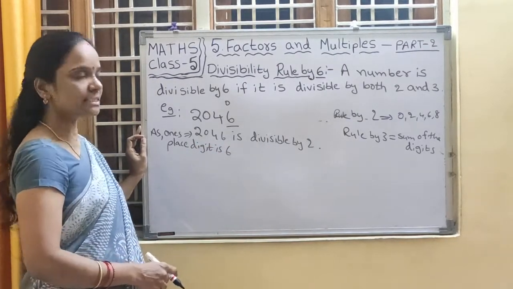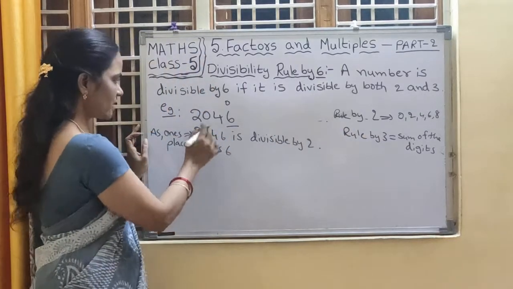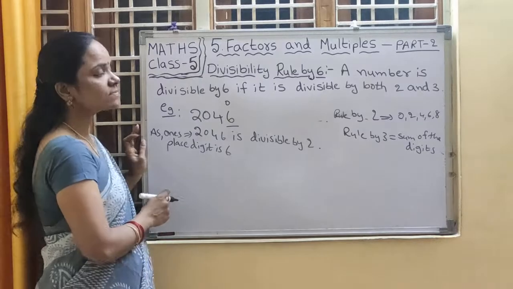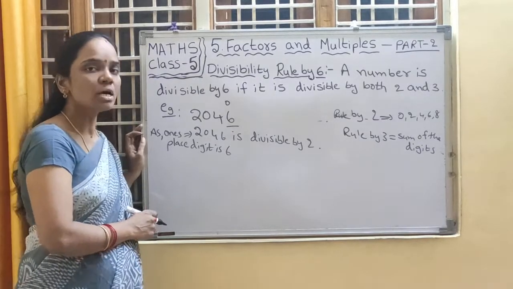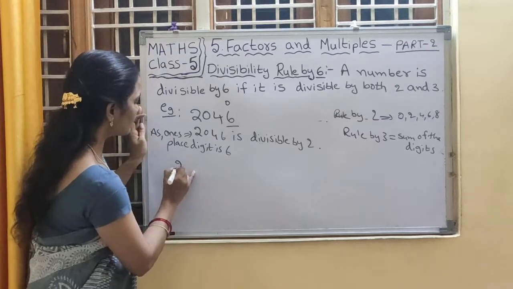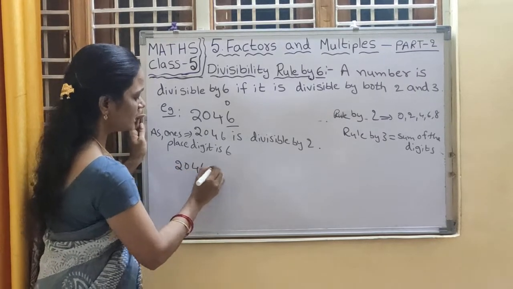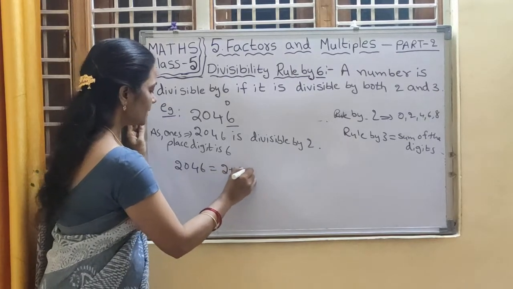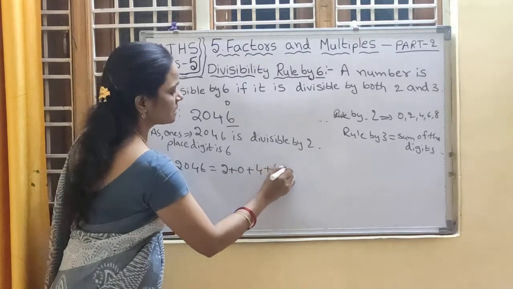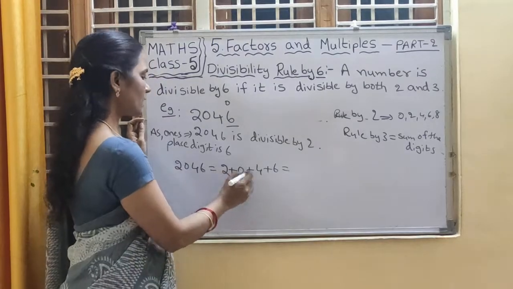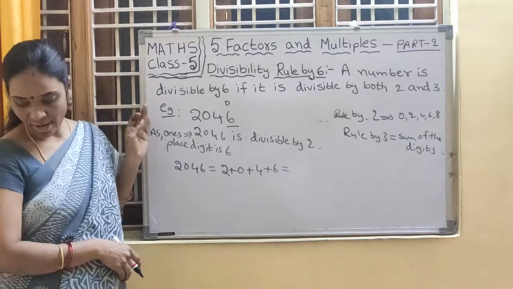Okay, now check the divisibility rule by 3, whether this given number is divisible by 3 or not. So what is the divisibility rule by 3? What we have to do? We have to take the sum of the digits of the given number. So what is that number? 2046. Take the sum of the digits of the number: 2 plus 0 plus 4 plus 6. 2 plus 0 is 2. 2 plus 4 is 6. 6 plus 6 is 12.